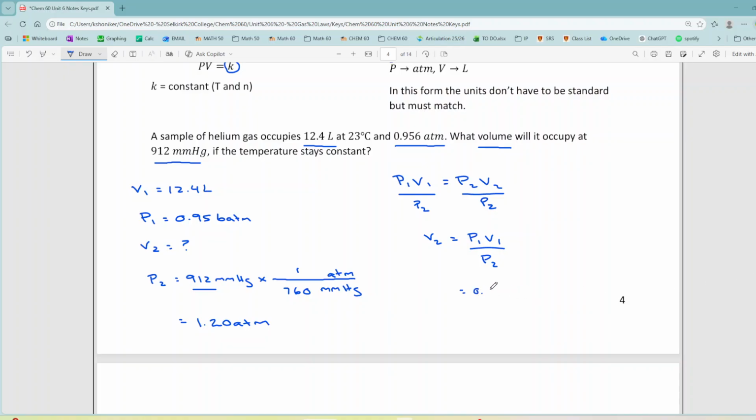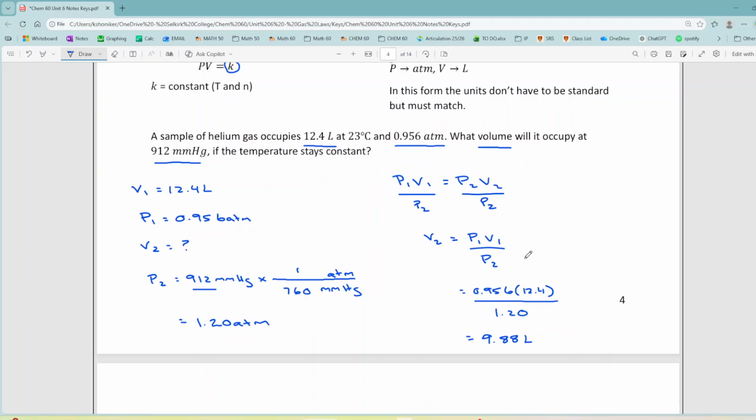So I'm going to put in 0.956 for P1. I'm going to put in 12.4 for V1, and then I'm going to put in 1.20 for P2. So 0.956 times 12.4 divided by 1.2 gives us, to 3 sig figs, 9.88, and make sure you answer with units, so 9.88 liters.